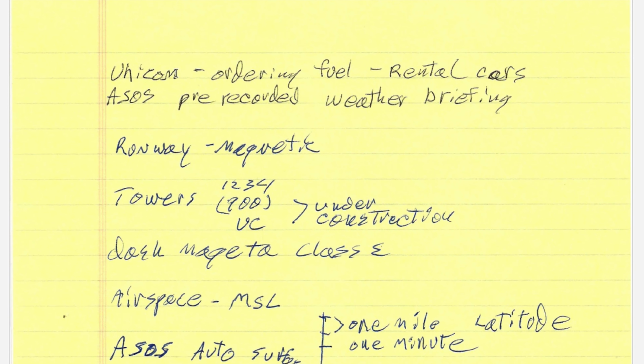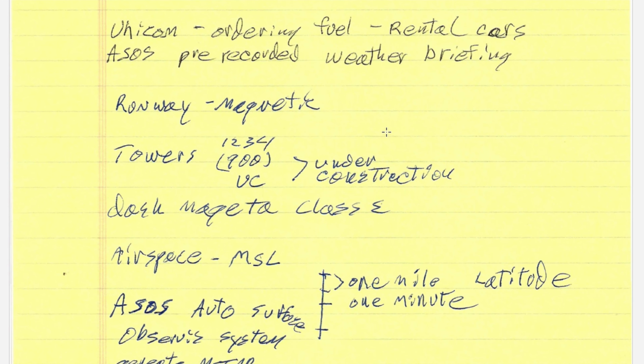Unicom. You need to know what Unicom is. That's for ordering fuel, rental cars. The ASOS is a pre-recorded weather briefing. You need to know that. Runways are in magnetic. Towers are for radio towers, cell towers. Okay. If you see one number, it's its altitude in mean sea level, and the other one is above the ground. Okay. If you see UC, that means under construction, which means it's not up to that height yet.